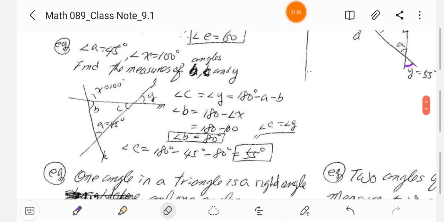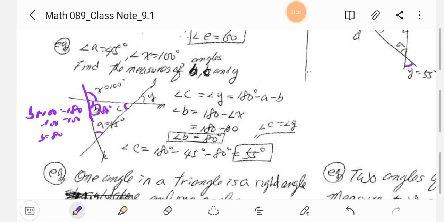let's try this example. A is 45 degrees, X is 100. This one and this one are given. So let's find the measure of angle B and C. Okay, what is B? Okay, B is in a straight line, right? Straight line. So B plus 100 should be 180. So minus 100 each side. Then B is 80 degrees. So this is 80 degrees.